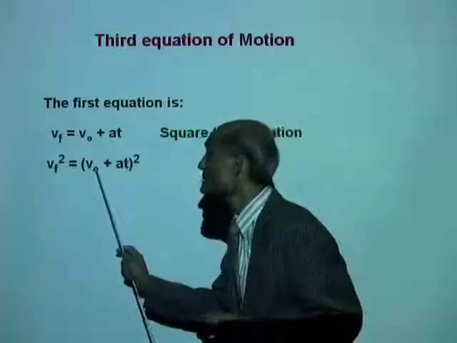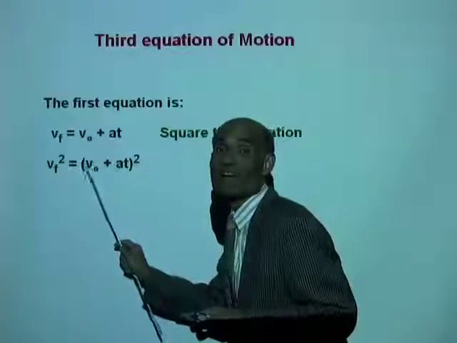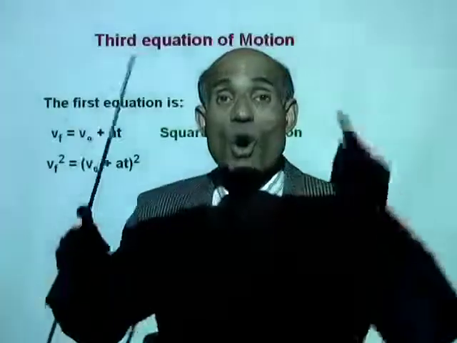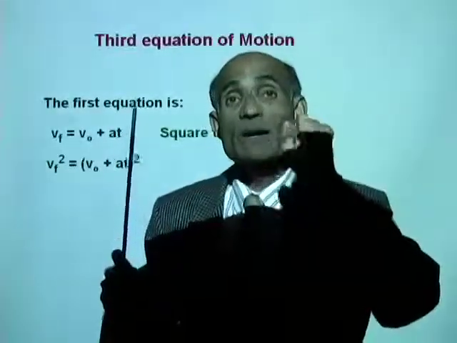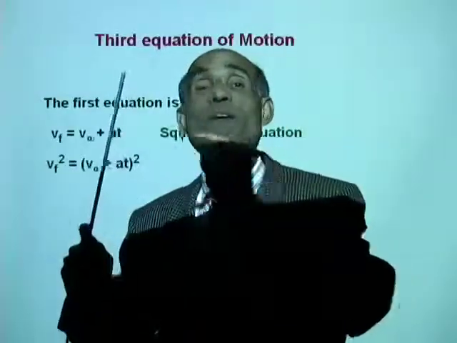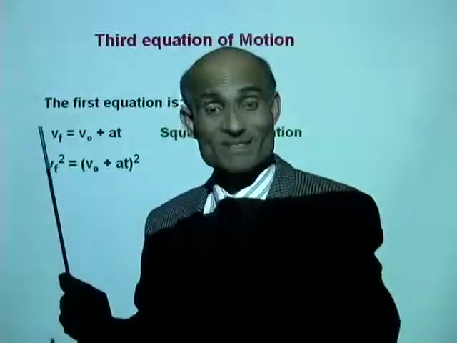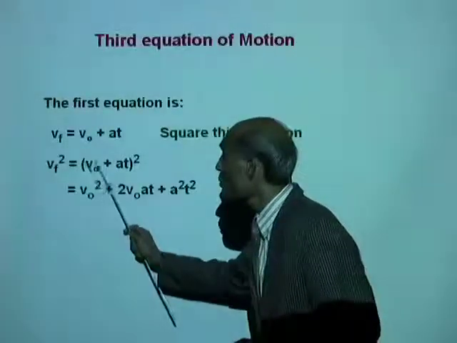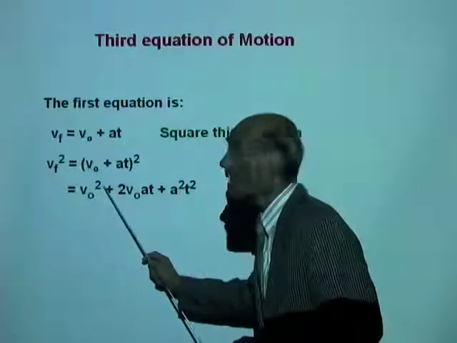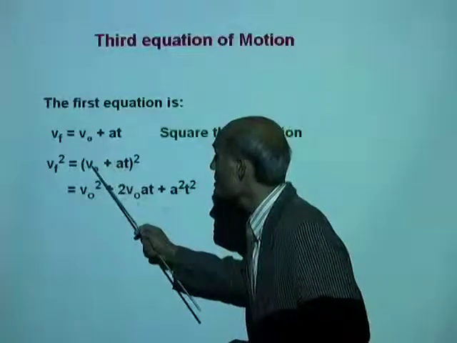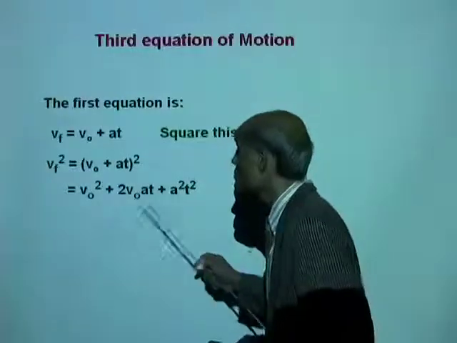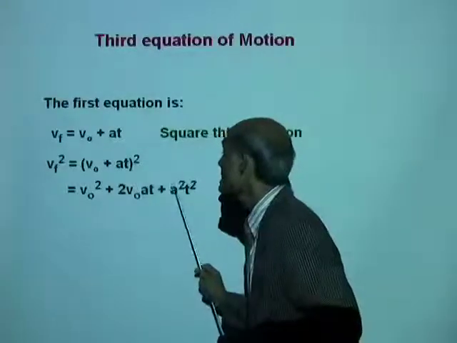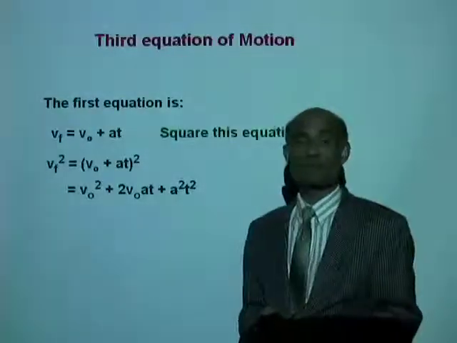Now, I hope you know how to expand a squared term like this. A plus B all squared is A squared plus 2AB plus B squared. Is that right? I think so. So how do you expand this? This will be the square of V0, V0 squared, plus 2 times V0 times At, 2V0At, plus the square of At, which is A squared T squared.